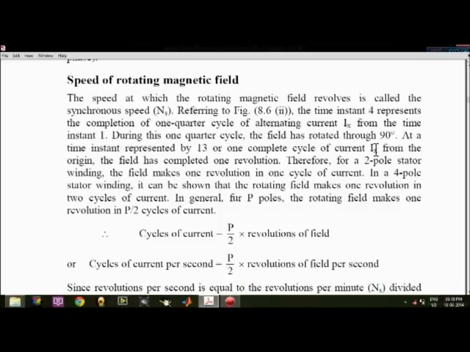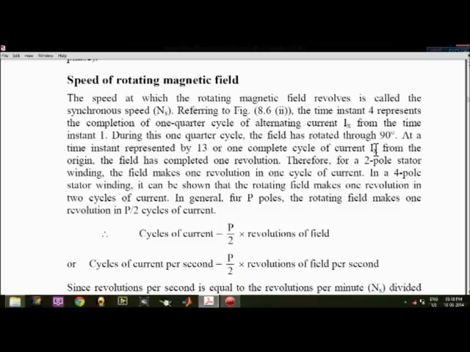We are discussing one quarter cycle, so the field has rotated through 90 degrees at a time instant represented by 13, or one completed cycle of current Ix from the origin. The field has completed 1 revolution. Now here P is the number of poles. The rotating field makes 1 revolution in P by 2 cycles of the current.